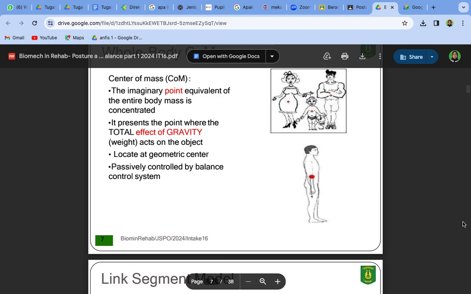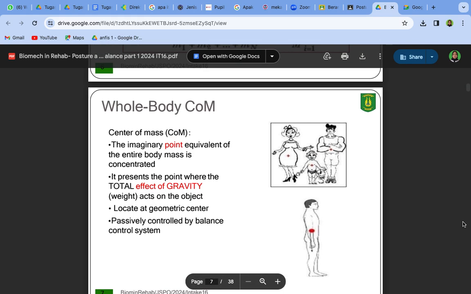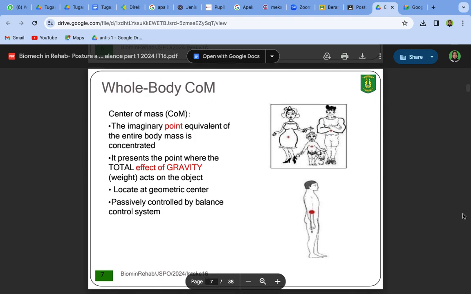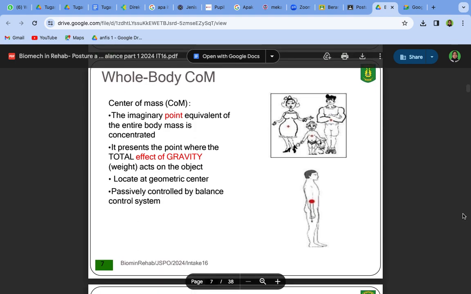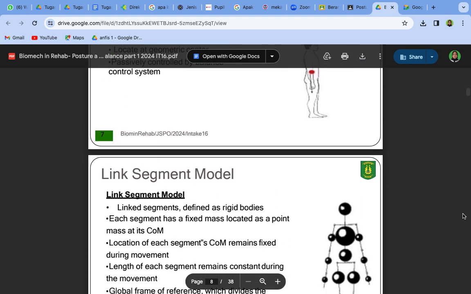Next is whole body COM. Center of mass, or COM, is the imaginary point equivalent to where the entire body mass is considered. It represents the point where the total effect of gravity acts on the object. It locates a geometric center passively controlled by the balance control system.